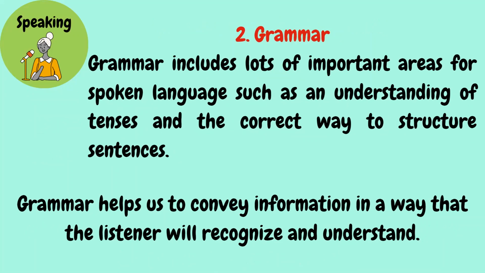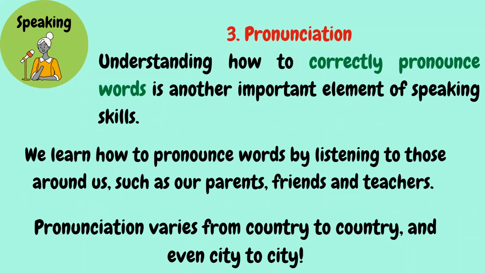Next, we have grammar. Grammar includes lots of important areas for spoken language, such as an understanding of tenses and the correct way to structure sentences, like the subject-verb agreement. Okay, so the grammar helps us to convey information in a way that the listener will recognize and, of course, understand. That's grammar, correct usage of grammar.